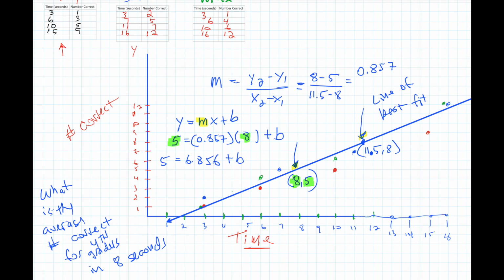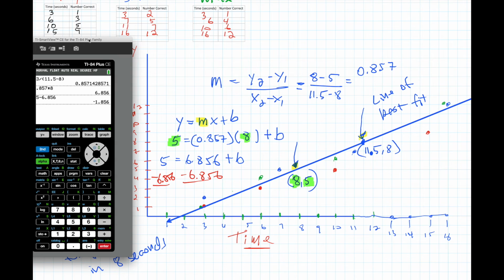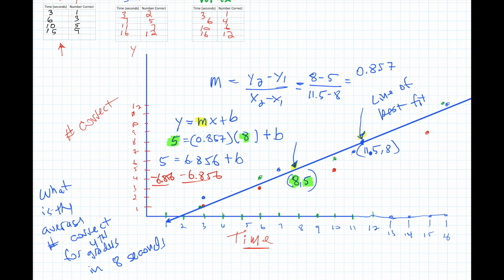6.856 plus b. Okay, so how do I get b by itself? A minus 6.856 minus 6.856. So 5 minus 6.856. What did you get? Yeah. So now you put it all together again. So now you have b is equal to negative 1.856.